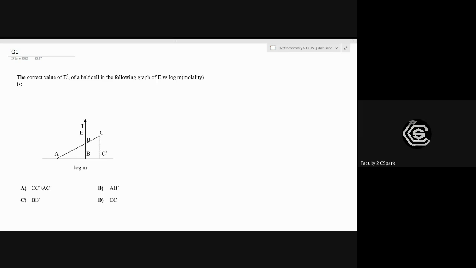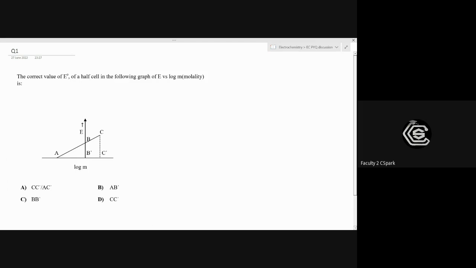Hi everyone, welcome. So today we are going to discuss some of the previous year questions of electrochemistry from various competitive examinations. Okay, so the first question is on the screen. The question is: the correct value of E naught, which is the standard electrode potential of a half cell, in the following graph of E, the potential, versus log M, molality, where M stands for the concentration. The graph is depicted and there are four options which are given.